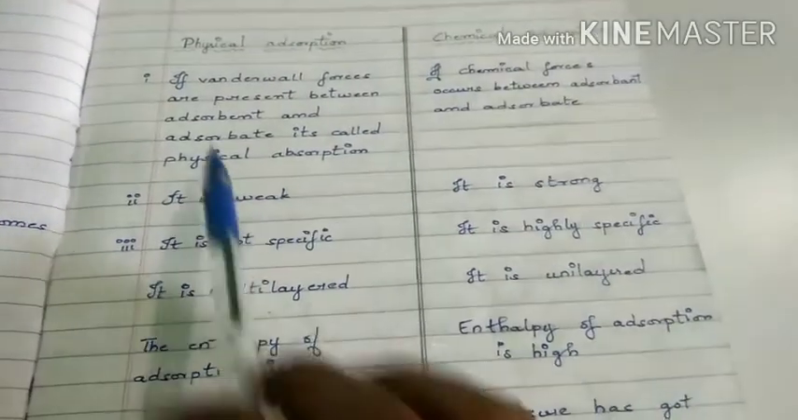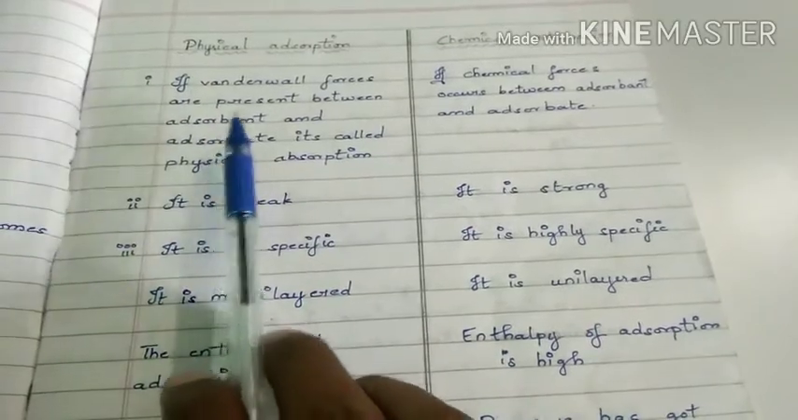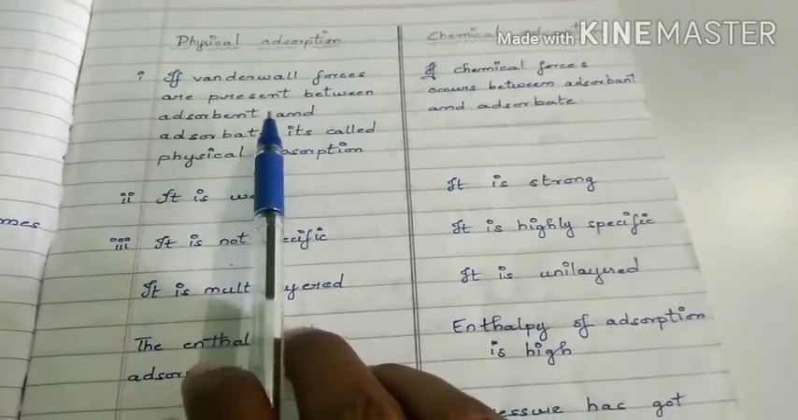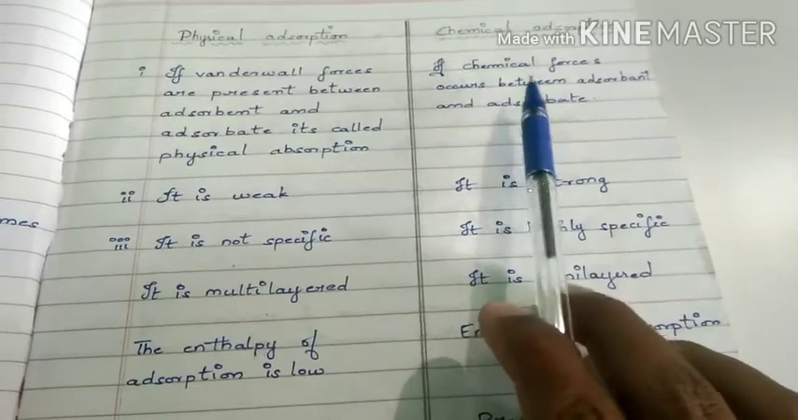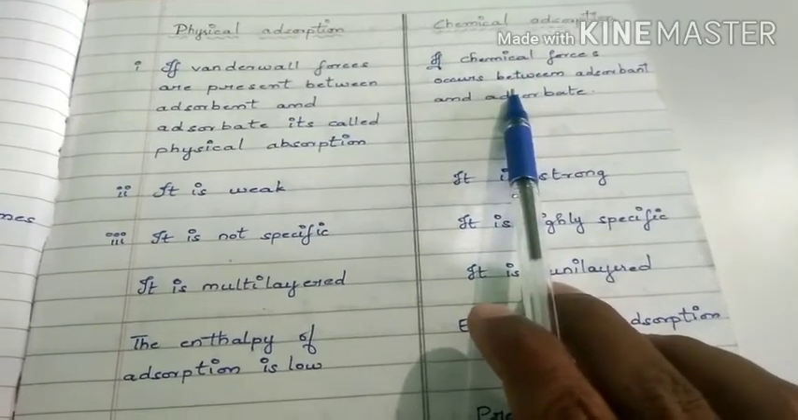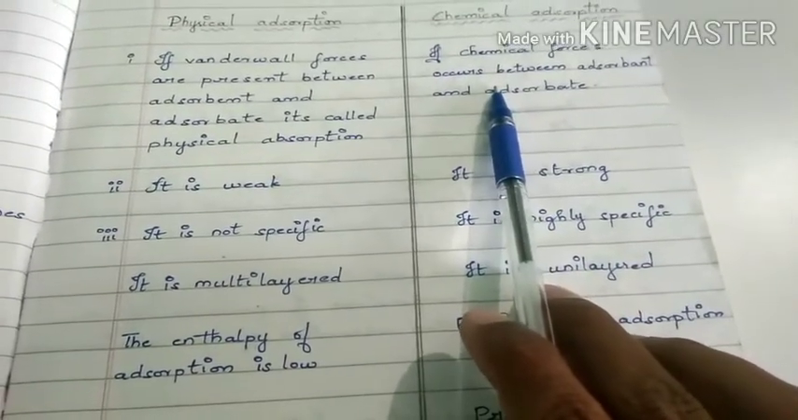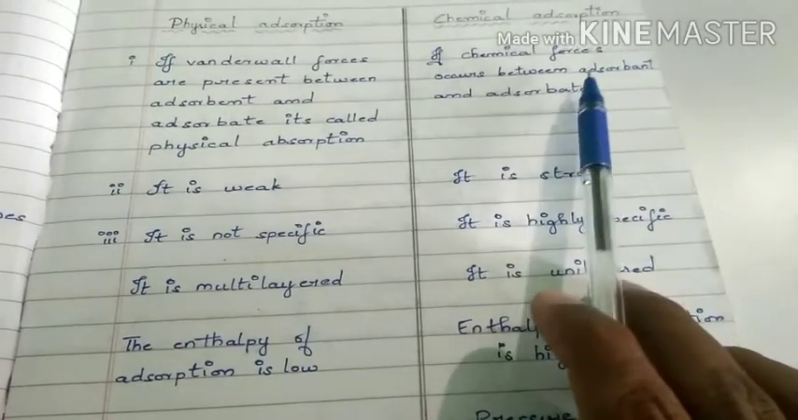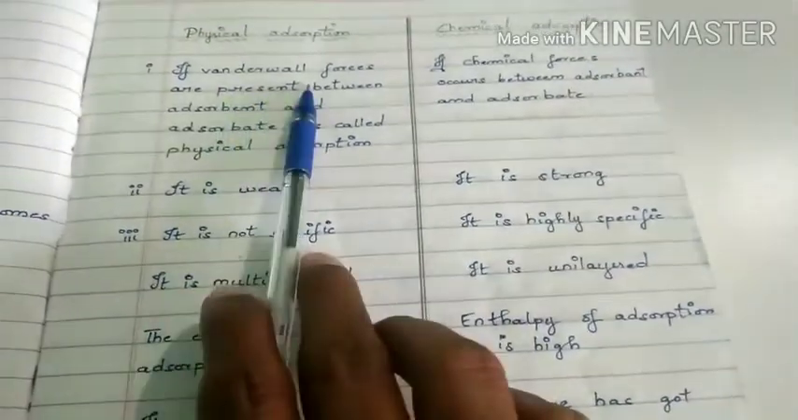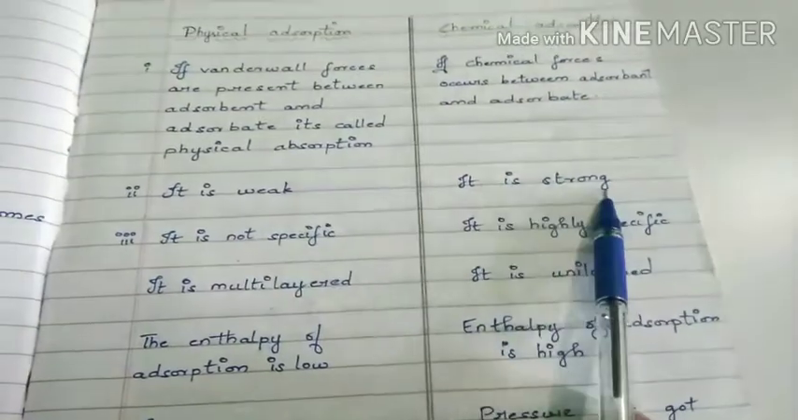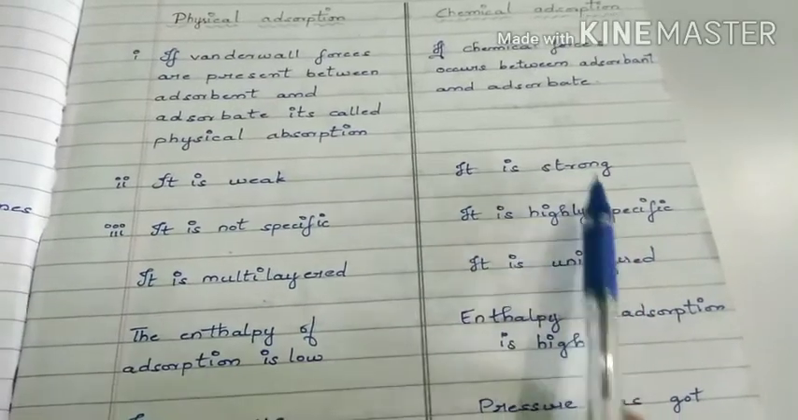For example, if you apply powder on your face, what happens after some time? That powder coat disappears because weak forces are present between powder and face. Here, if you pass hydrogen gas on palladium metal, then adsorption takes place. After that, we cannot remove hydrogen gas easily from palladium metal because strong forces are present between hydrogen and palladium metal. So because of weak van der Waals forces, it is weak. Because of chemical forces, it is strong. Next, physical adsorption is not specific because it is weak, but chemical adsorption is highly specific because it is strong.